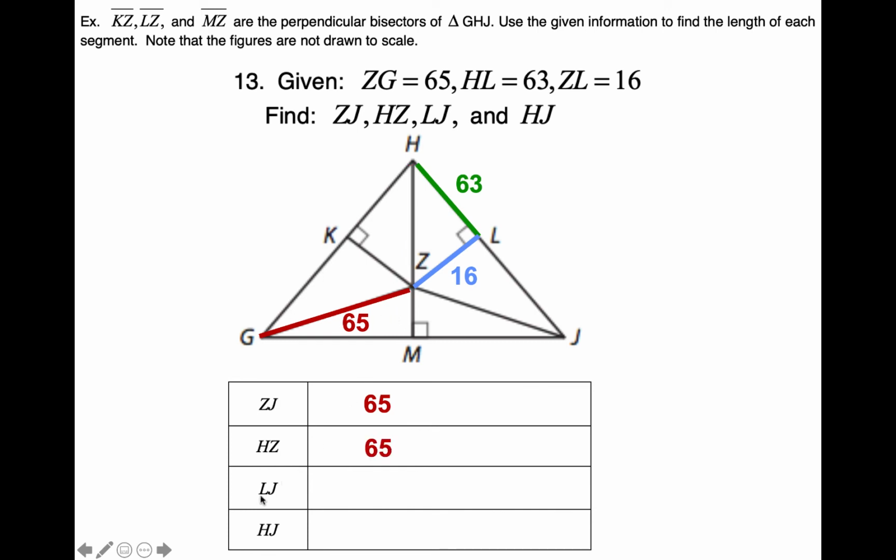Now I'm finding from L to J. Notice this was cut in half. That's the bisector of this segment. So if this is 63, this is 63. So LJ is 63. The last part is asking for HJ. So starting at H, going all the way to J, notice you have to add the 63 plus the 63. That would make 126.